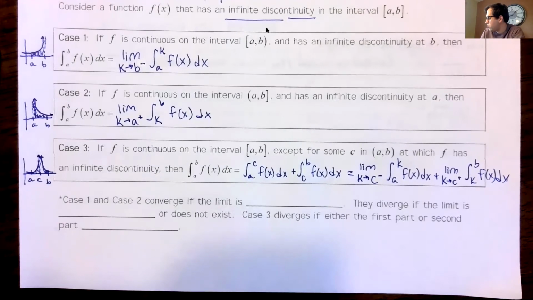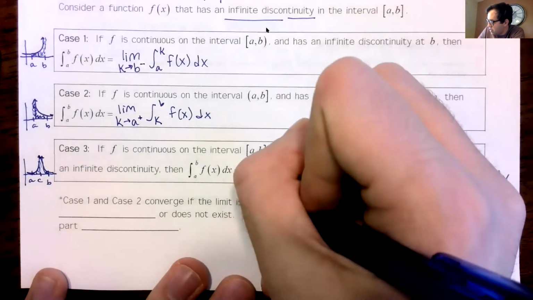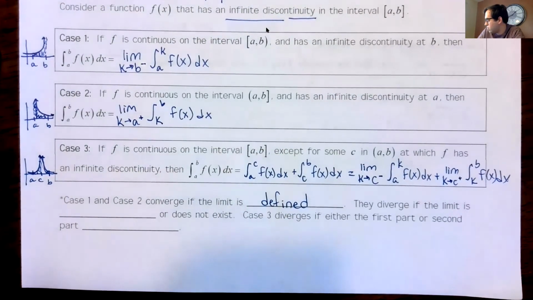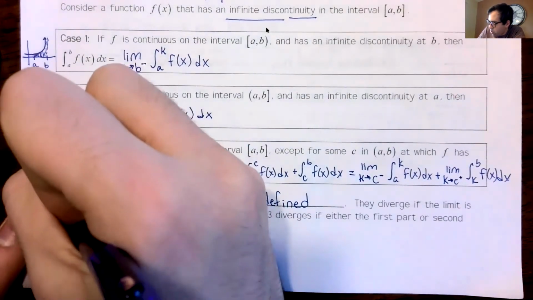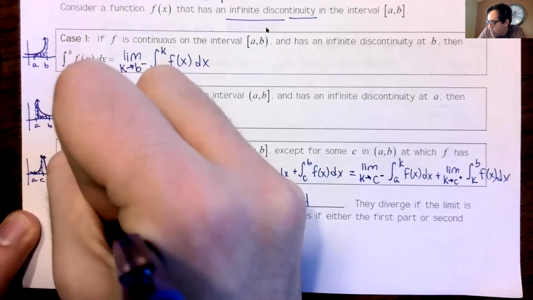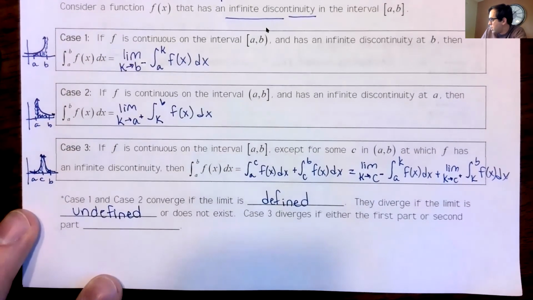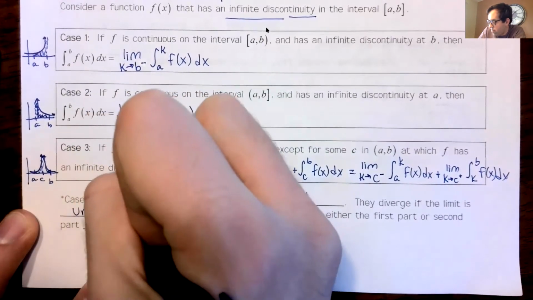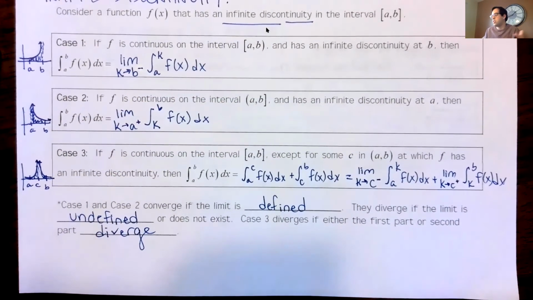Case 1 and case 2 converge if the limit is defined and able to be found. They diverge if the limit is undefined or infinity or does not exist. Case 3 diverges if either the first part or the second part diverge, just like before. All right, so let's actually apply that on this last page of the notes.